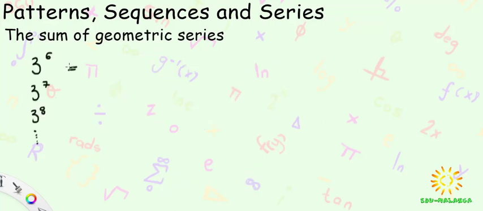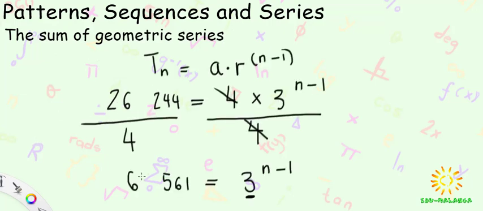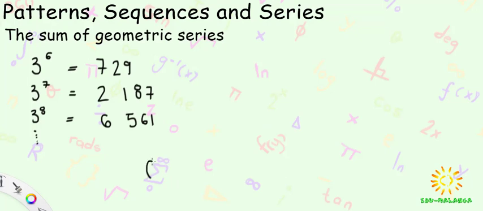3 to the power of 6 is equal to 729, and 3 to the power of 7 is equal to 2,187. 3 to the power of 8 is equal to 6,561. Let me rewrite the expressions together. We're going to have 6,561 is equal to 3 to the power of 8, which is equal to 3 to the power of n minus 1.